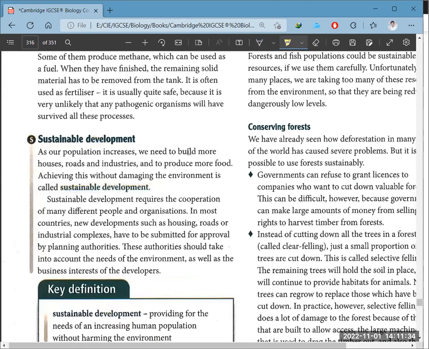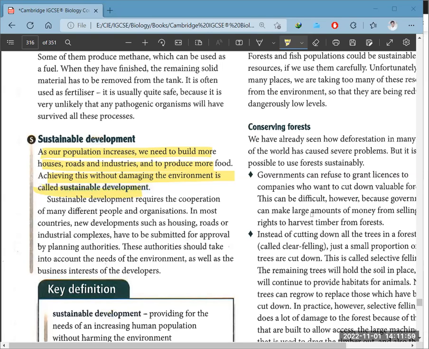I'm gonna read this part. Yes. The highlighted part. As our population increases, we need to build more houses, roads, and industries, and to produce more food. Achieving this without damaging the environment is called sustainable development. All right. So read the definition in your notebook. Amina. Sustainable development.